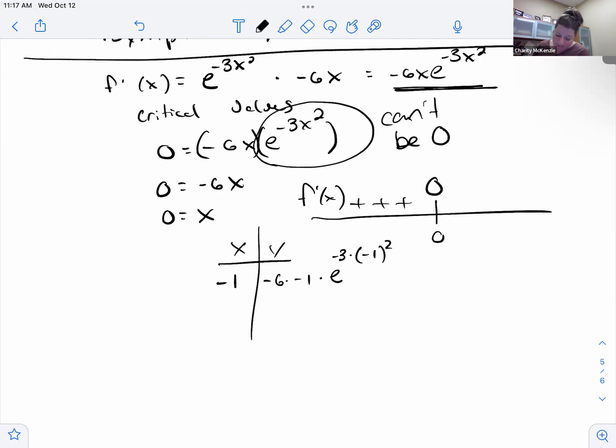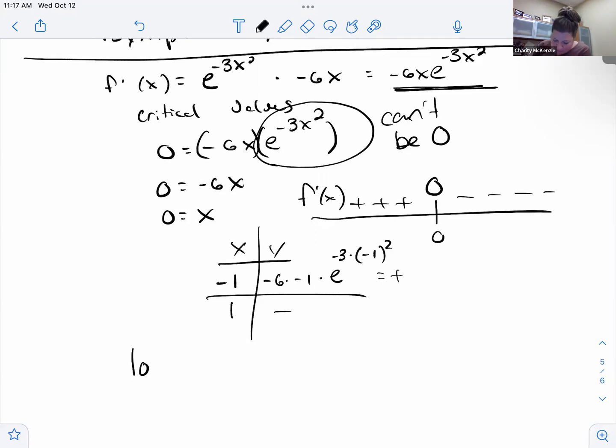Okay. And then a number above 0 is maybe 1. And then we do the same idea and I get a negative. This is a positive. So this was a negative. So we are increasing and then decreasing. So do we have a local max or min? We do, because we switched from increasing to decreasing. So it's going to have a maximum.